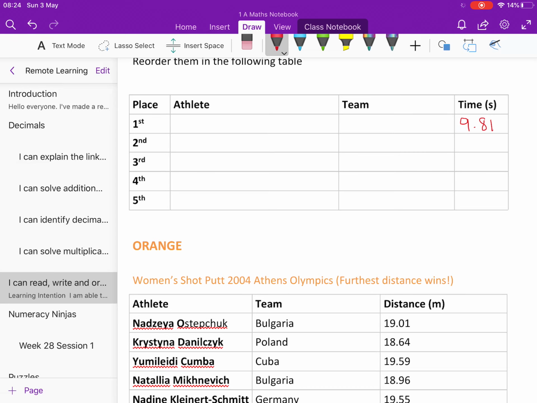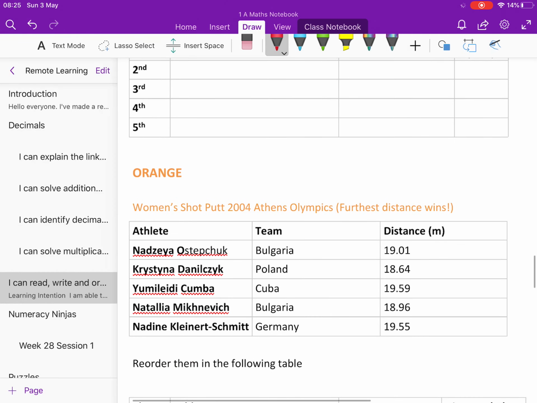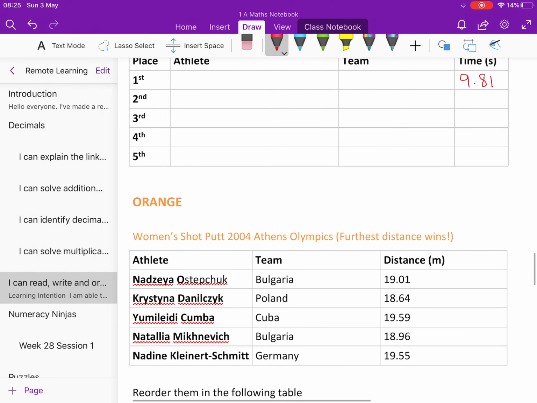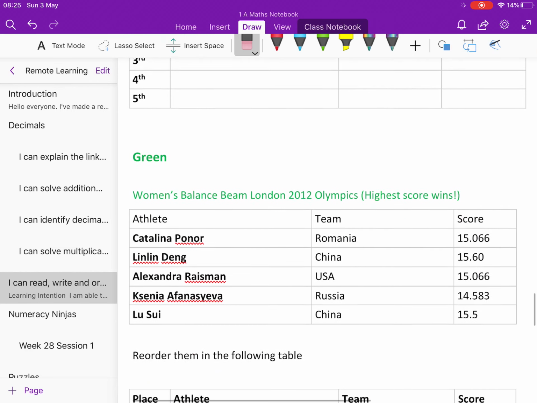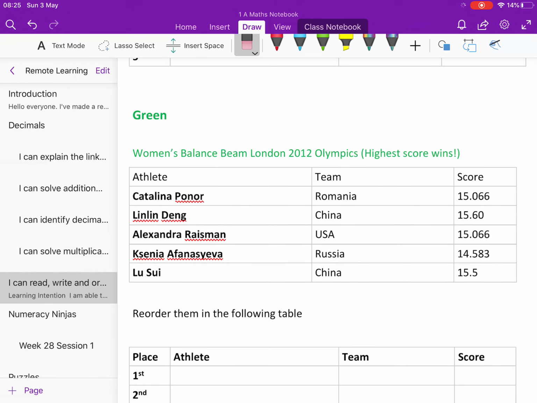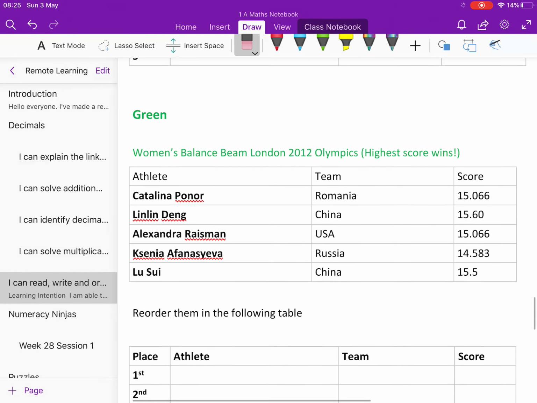Then we've got orange, which just brings it up that little bit. 2 decimal places are involved there as well, and you're having to figure it out. And then when we move into the green, we've got going up to 3 decimal places and being able to order that.